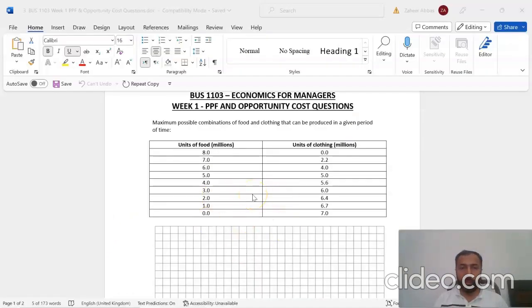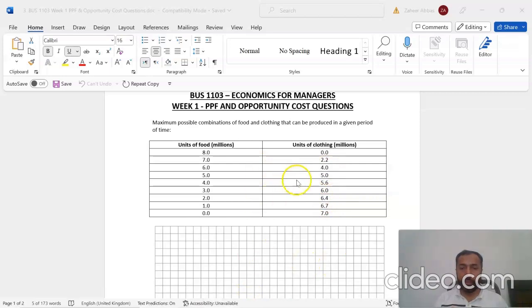Now, when we have completed our discussion about scarcity, trade-off, opportunity cost, choices, and their graphical presentation in the form of production possibility frontier, let's solve this example. In this example, we have two products, units of food in millions and units of clothing in millions. And due to limited resources, we have to make these choices. When we increase the production of food from 0 units to 1 million units, we have to decrease the units of clothing from 7 million units to 6.7 million units because of scarcity.